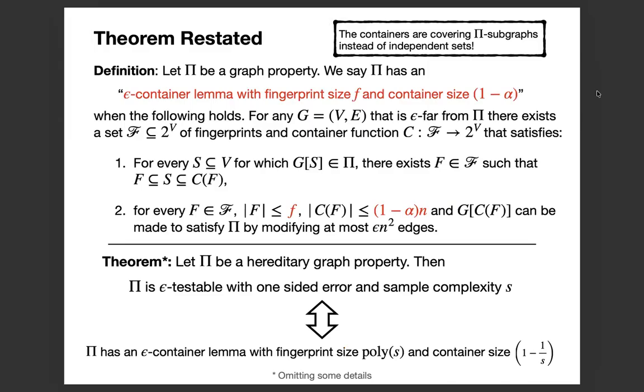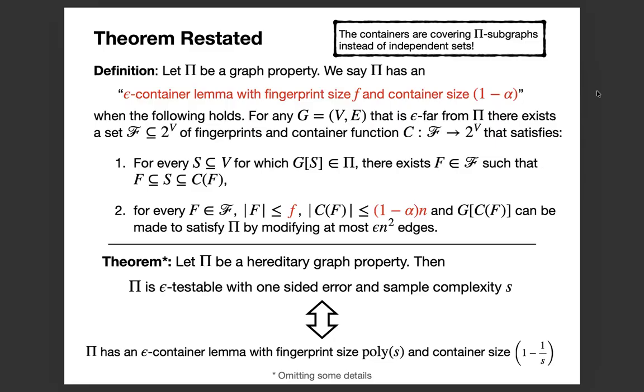Do you need any conditions on the computability or efficient computability of the fingerprint from the subgraph, or the container from the fingerprint? Because in the graph container lemma, those were both very easy things to compute. Great question. Do you need that here? No, you just need the existence of it. Which is actually a great question.